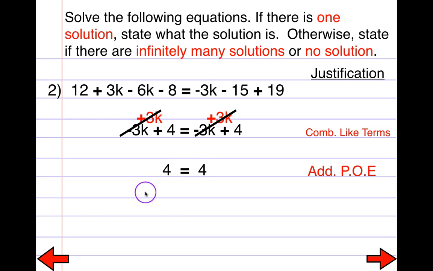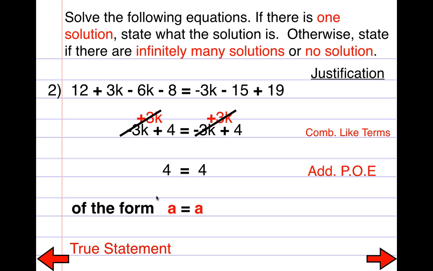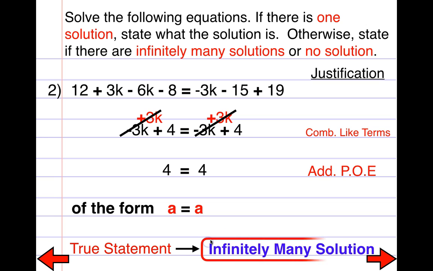So here, this is in the form of A equals A. This is what we would consider a true statement, because 4 does equal 4. So here, my final answer would be infinitely many solutions. Whoops, we forgot an S right here. So make sure you put an S. Infinitely many solutions. So, what does this mean? Well, it means that there is more than one value for, in this case, k, that would work.